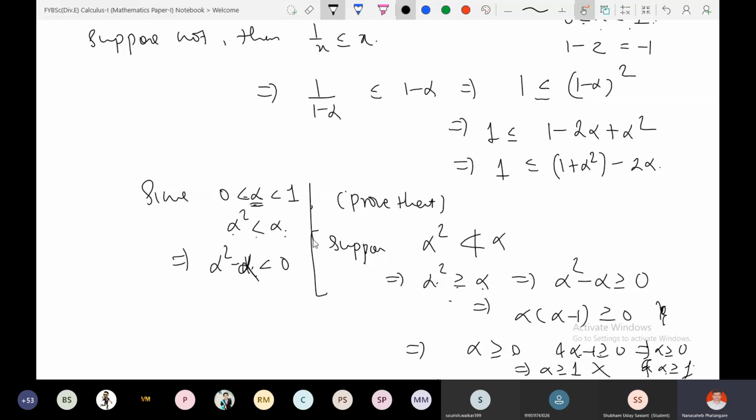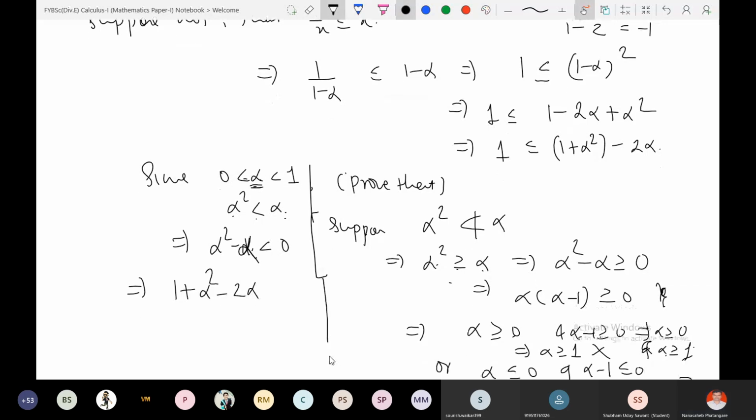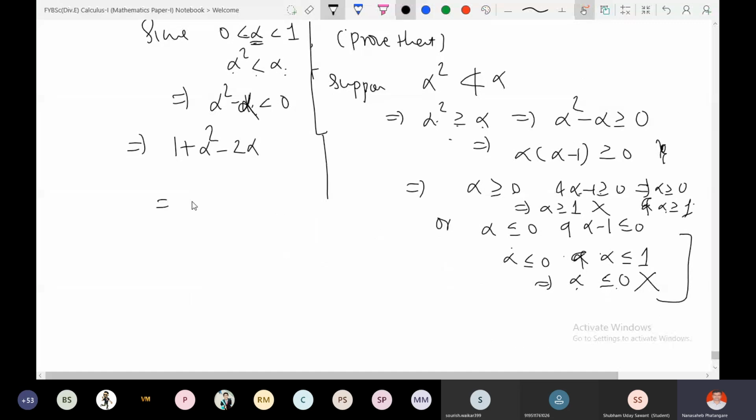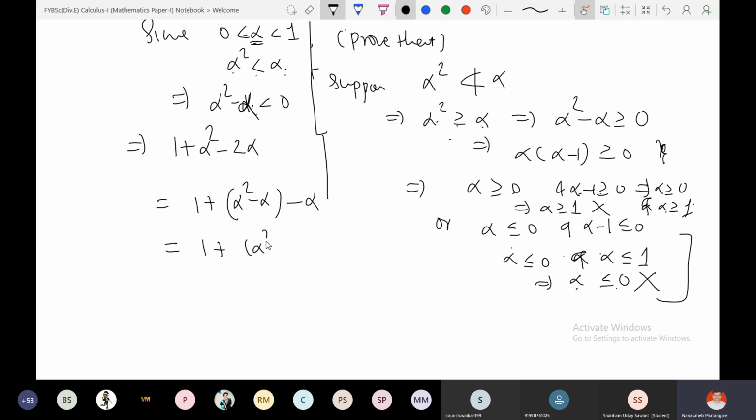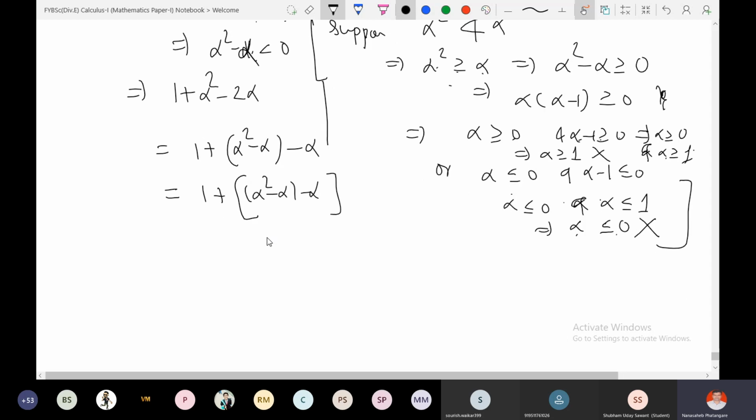Yes, sir. Very good. Therefore, 1 plus alpha square minus 2 alpha is 1 plus alpha square minus alpha. So this bracket is negative. Do you realize this?